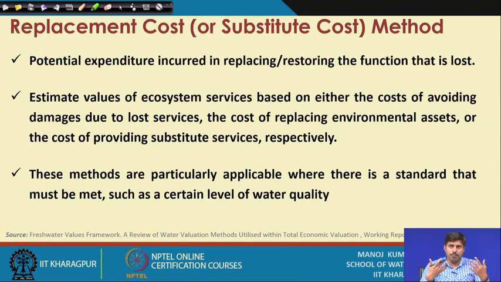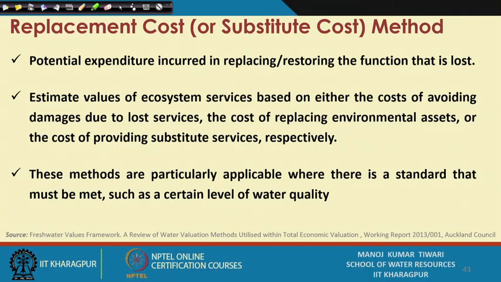So, the cost of avoiding damages due to the lost services, the cost of replacing or restoring environmental assets, or the cost of providing substitute services are estimated, and that is what is attributed as the cost of that particular water service. These methods are particularly applicable when there is a standard that must be met, such as a certain level of water quality. For example, if you are getting poor water quality and you need to improve it to meet a standard, you need to restore it to a given standard level. How much you are going to spend on that would give you the value or valuation of the particular resource or service.